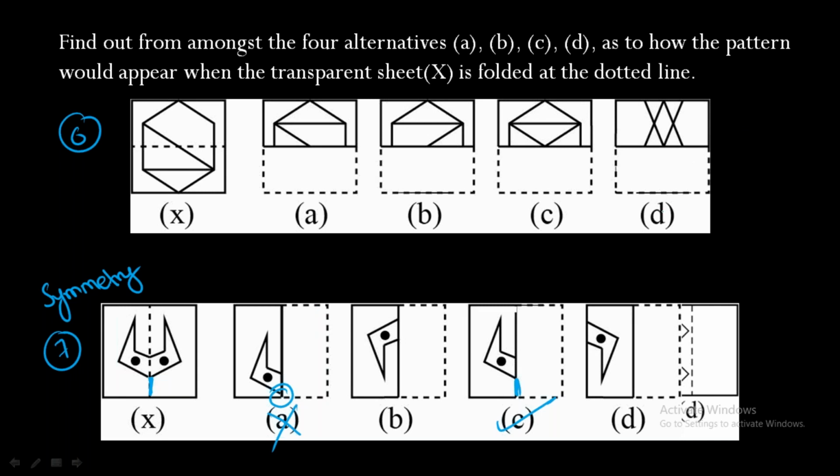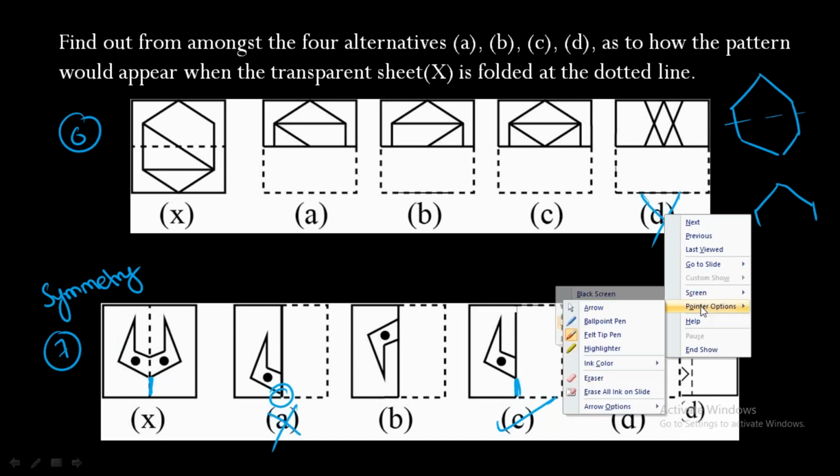Now this one is wrong. Among these three you should identify. First, for this shape, only this shape, if you fold it, you will get it like this. Okay, fine. That's available in all options. The very important thing is that line. What will happen if you fold this line?